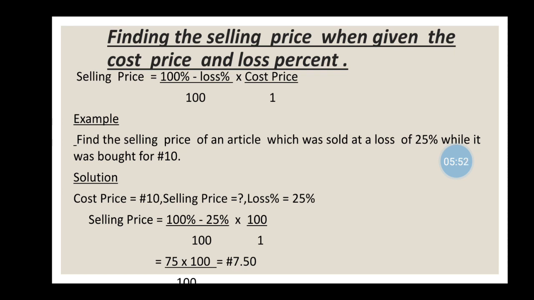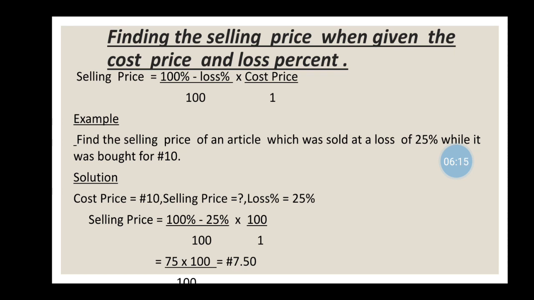So example, find the selling price of an article which was sold at a loss of 25% while it was bought for 10 naira. So solution: cost price is given as 10 naira, selling price is unknown, loss percent is 25%.